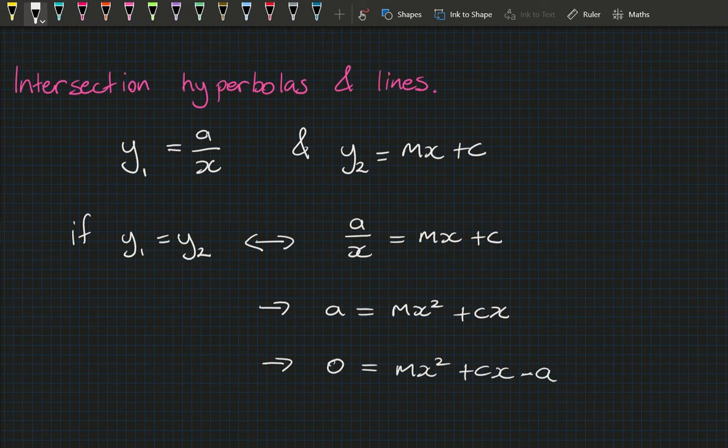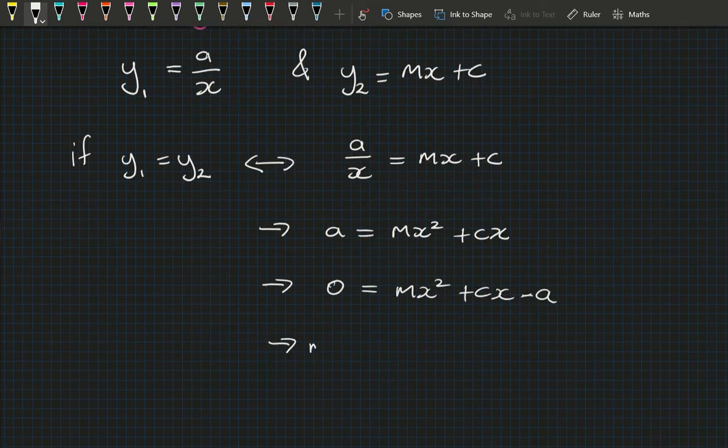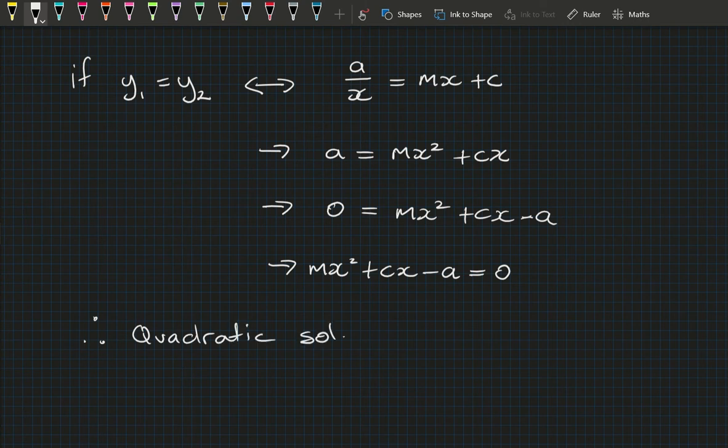And that looks nicer if I have the 0 on the right. So we're left with mx squared plus cx minus a equals 0. So therefore, we need a quadratic solution.